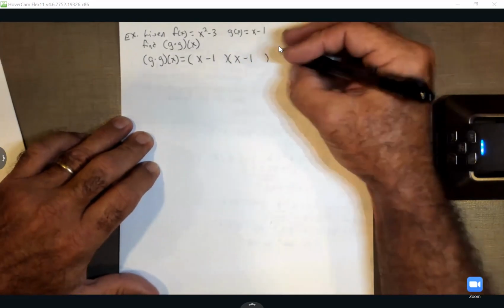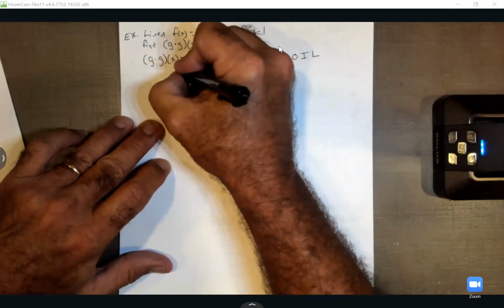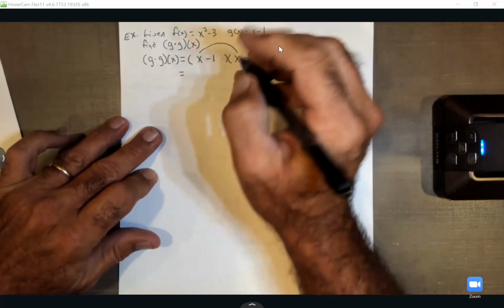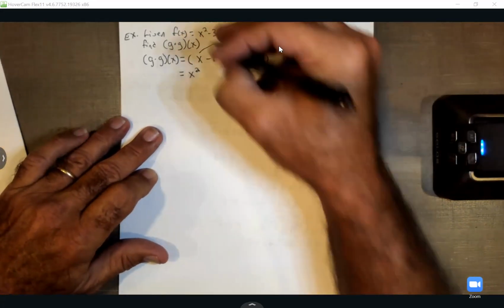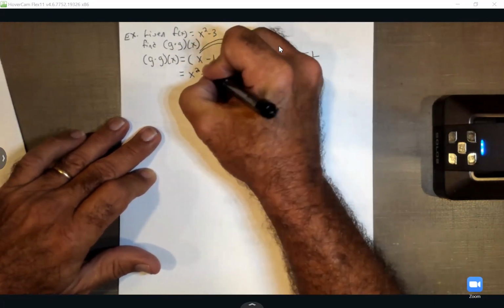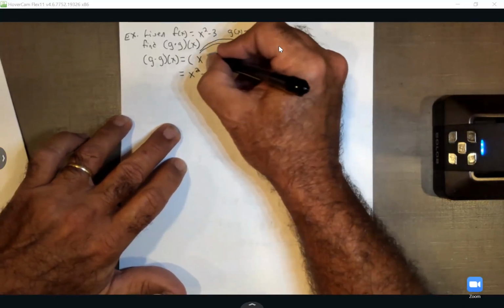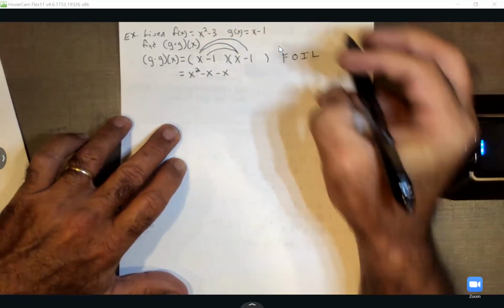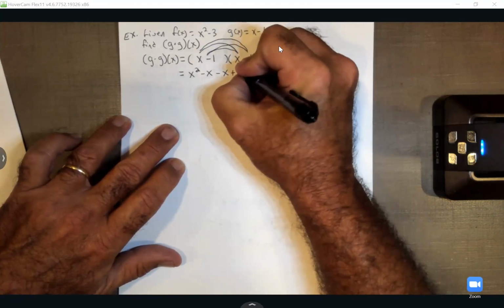So 2 things times 2 things. Once again, I get to FOIL. All right, y'all. So x times x gives me an x². X times -1 over here gives me a -1x. Distributing the -1, -1 times that x gives me a -1x again. And y'all, finally the -1 times the -1 gives me a +1.